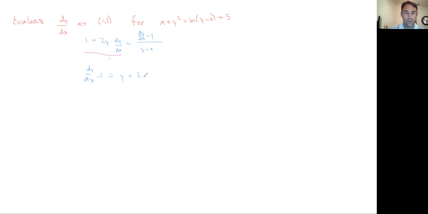Let's see here. Don't forget the dy dx at the end of that one. Negative x times 1 would be negative x. Negative x times 2y would be a negative 2xy dy dx. All right, so I need all the dy dx's on one side here, so we'll leave this dy dx over here.